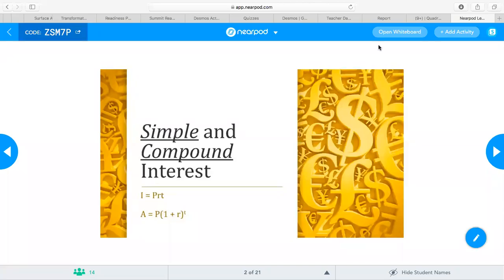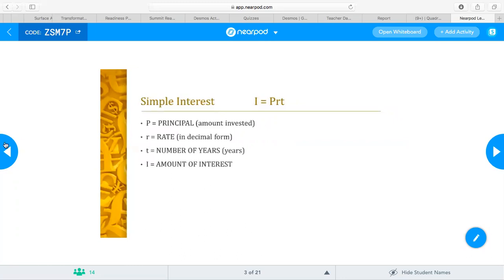So, simple compound interest. Before we get to simple interest, let's talk about what we would actually use this for in the real world. Kind of like what I was just talking about, buying a car.